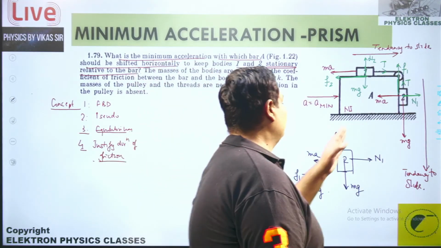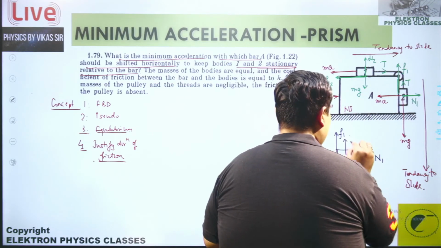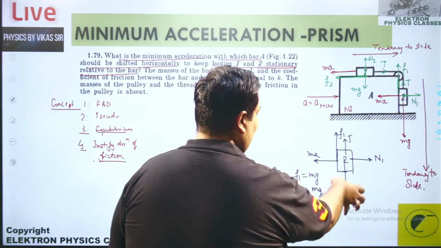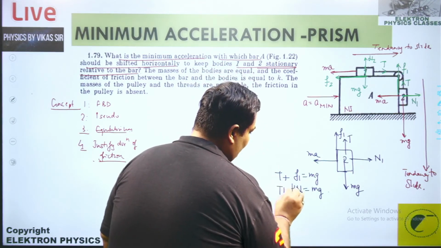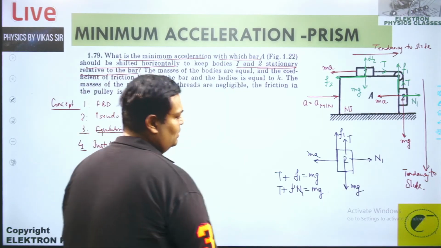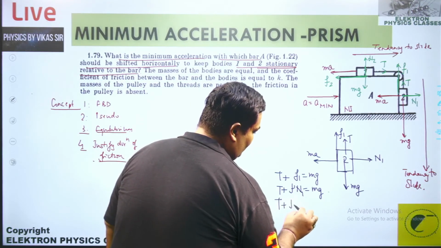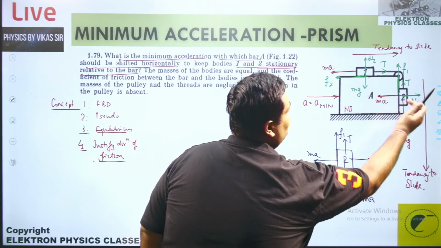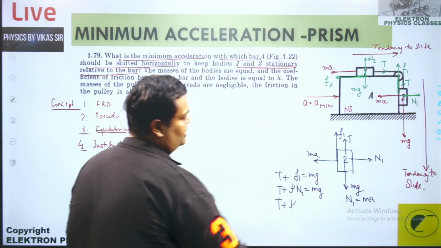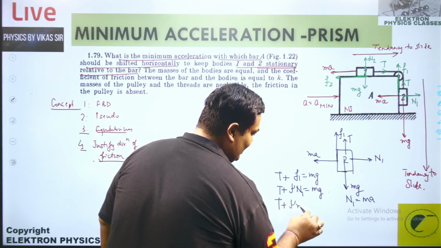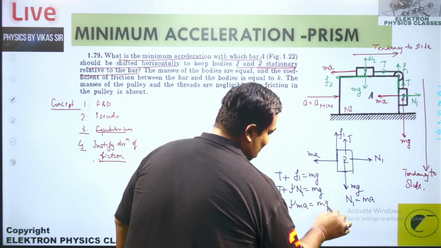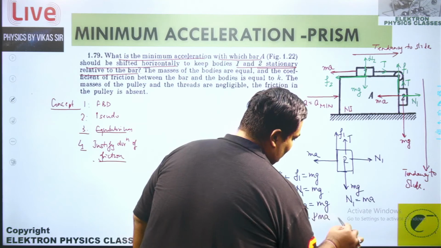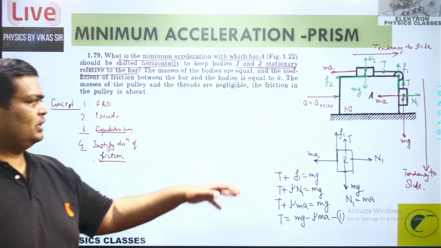And meanwhile, we also have that tension. So that tension is adding to F1, upward, balancing this. So T plus mu N1 becomes mg. And then N1 becomes equal to how much? Ma. How much is the pseudo compression? That's equal to the reaction. So that's mu Ma, and T plus mu Ma is equal to mg. So the tension from here becomes mg minus mu Ma. That's what we get from this bar.